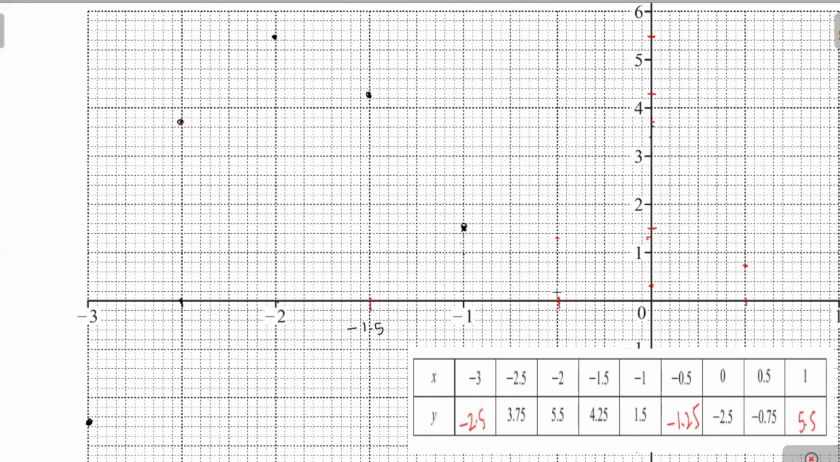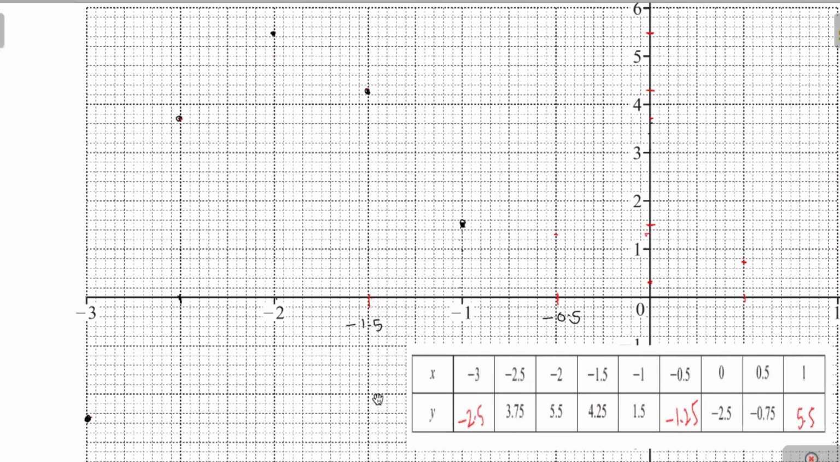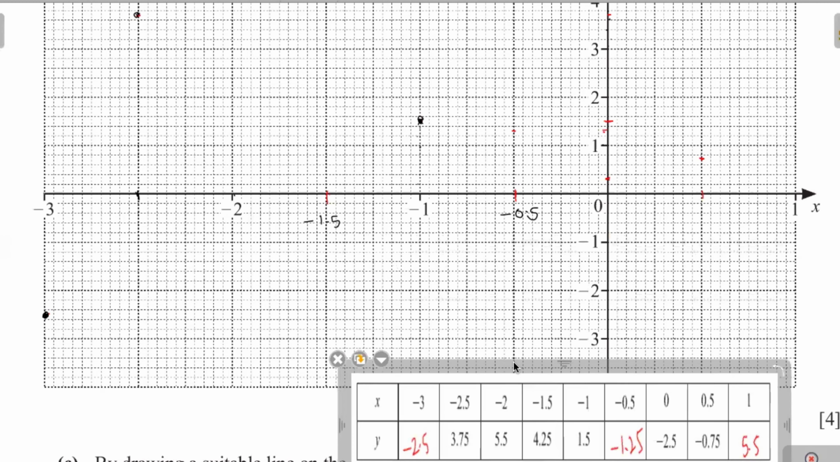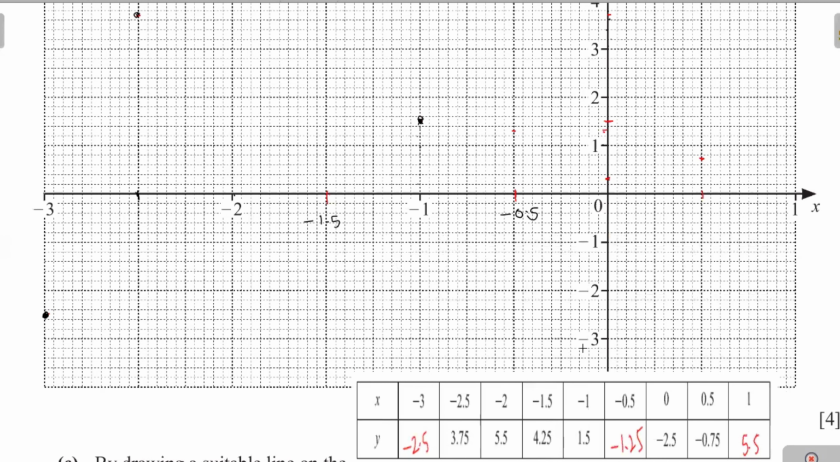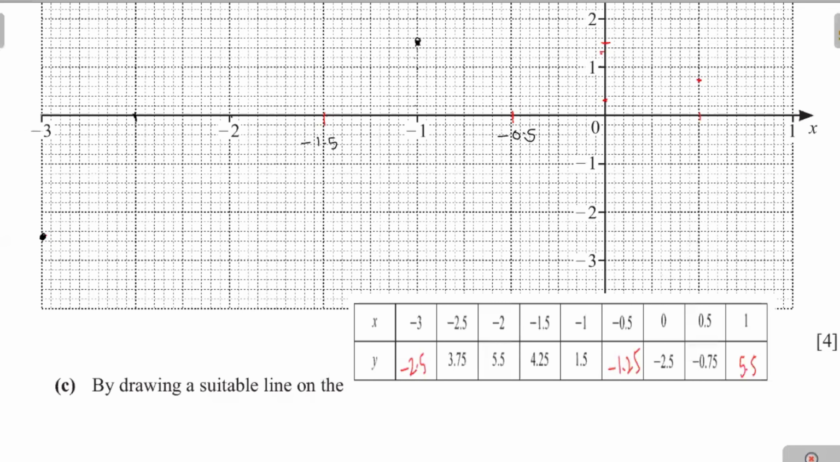Next is minus 1, 1.5. This is minus 1, minus 1.2, 1.4, and this is 0.5. Now next is the value minus 0.5, minus 1.25. This value here is minus 1.25. This is minus 1.2, and just below the minus 1.2 is minus 1.25.